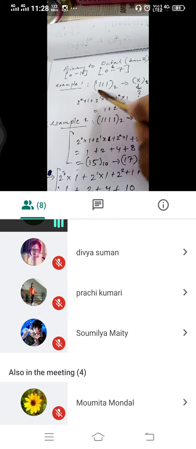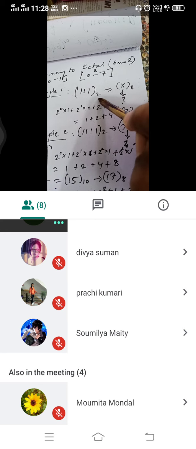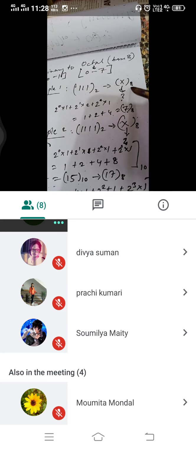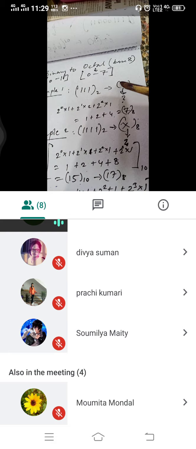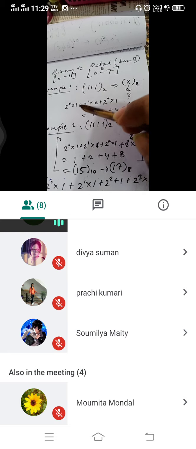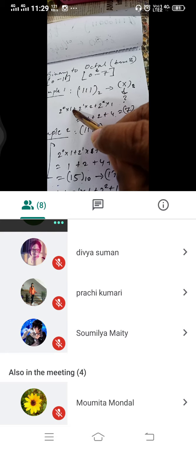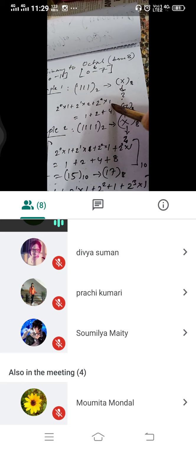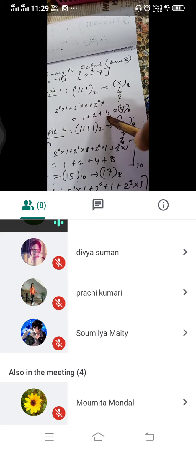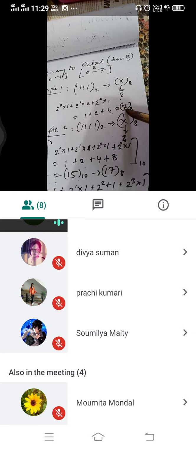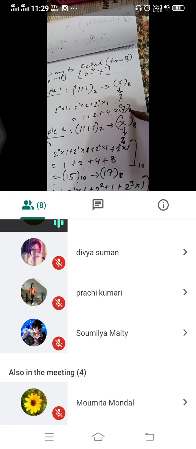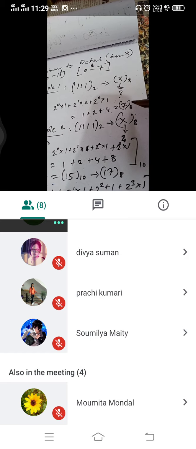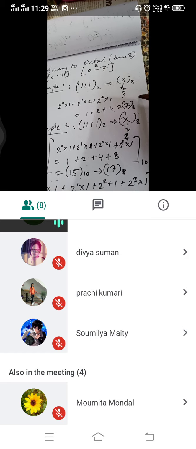So example 1: 111 in binary is something in octal. So what is this something? The answer is, we have 2 to the power 0 multiplied by 1, plus 2 to the power 1 multiplied by 1, plus 2 to the power 2 multiplied by 1, which gives us 1 plus 2 plus 4, which gives us 7. 7 is 7 in octal as well as hexadecimal, both. 7 is 7 in decimal also.